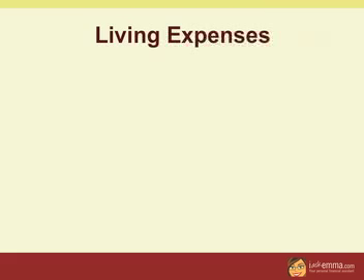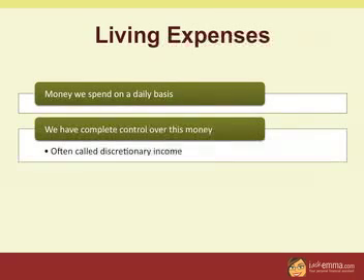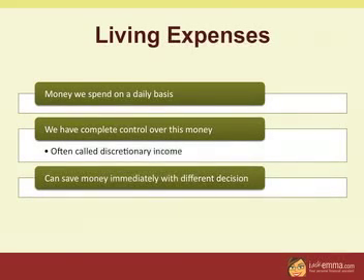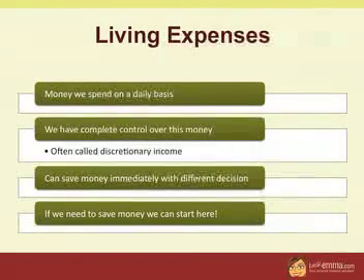The living expense portion of our budget is the money we spend on a daily basis. These are expenses over which we have daily control, and this money is often called our discretionary income. This is the area of our budget that we can look at to save some money immediately. Again, we need to look at all of the money we are spending and examine whether the portion of our income we are committing is worth the value we see in what we are buying.